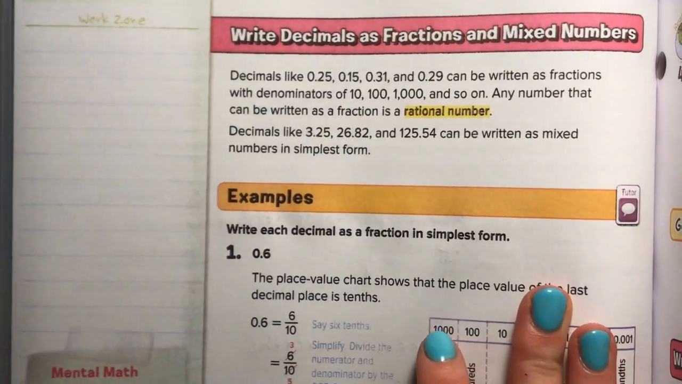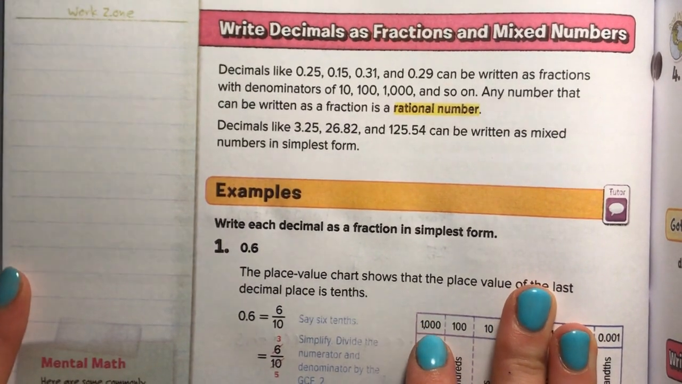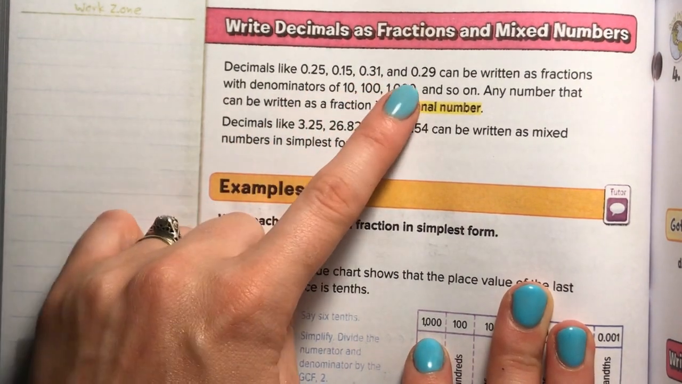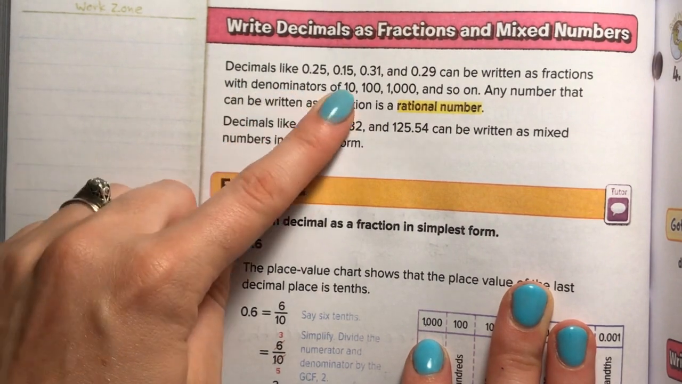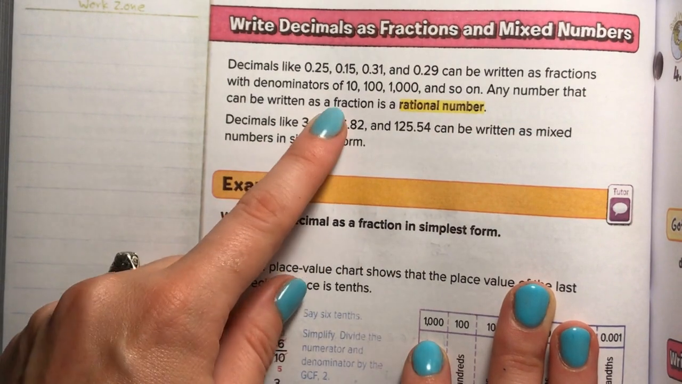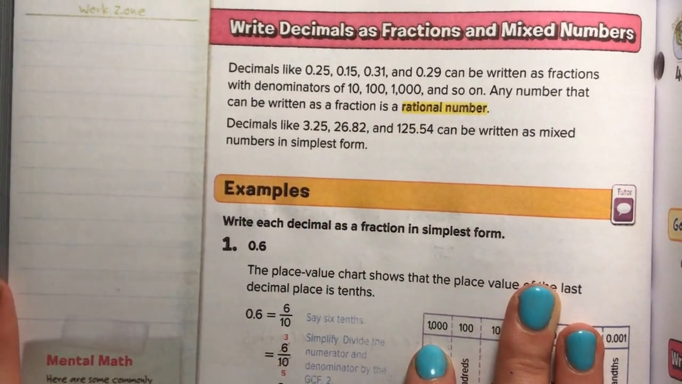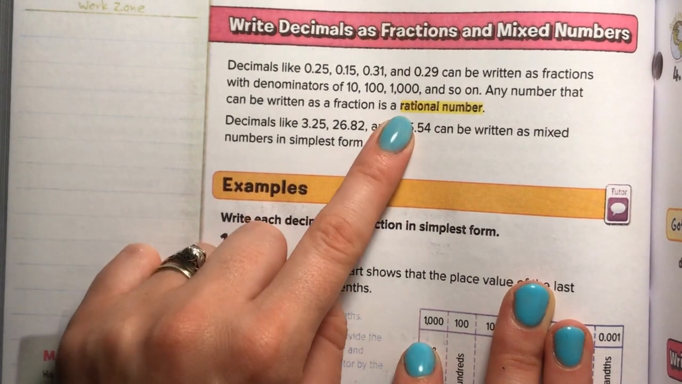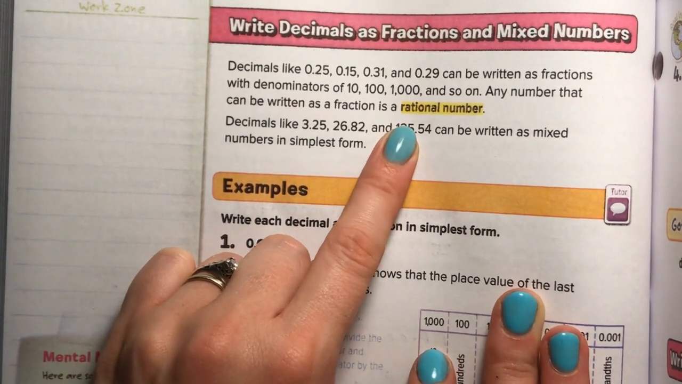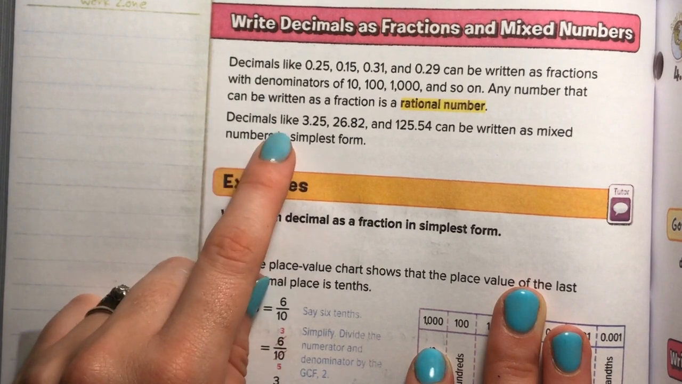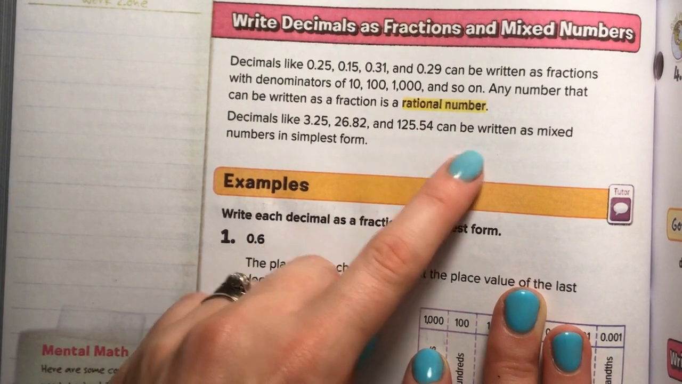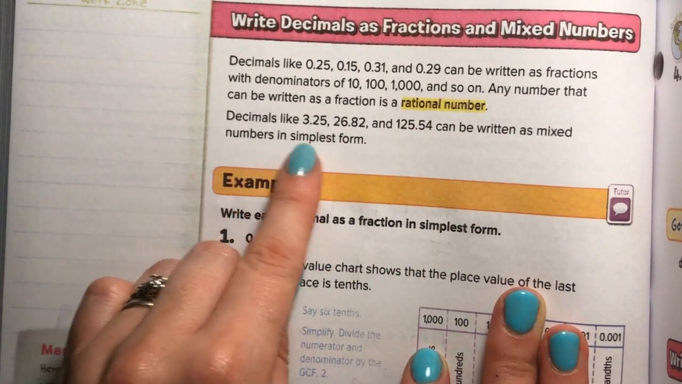Write decimals as fractions and mixed numbers. Decimals like 0.25, 0.15, 0.31, and 0.29 can be written as fractions with denominators of 10, 100, 1,000, and so on. Any number that can be written as a fraction is a rational number. Now, this is a big concept, and you'll learn a lot about this in 8th grade, but anything that can be written as a fraction is a rational number. Decimals like 3.25, 26.82, and 125.54 can be written as mixed numbers in simplest form.